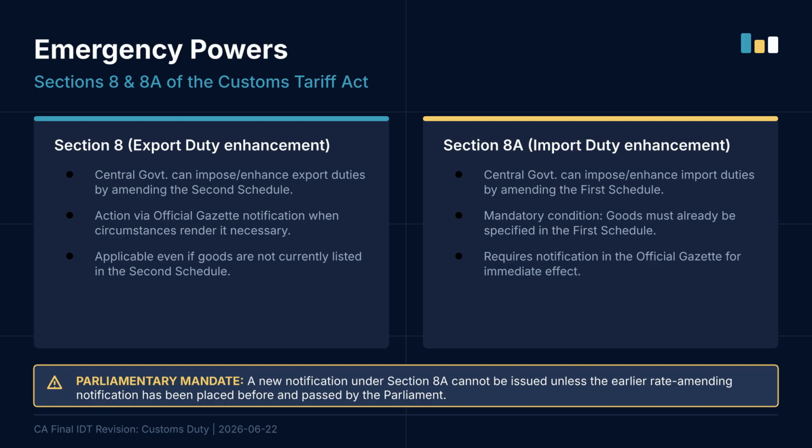The government possesses emergency powers to quickly modify customs duties when circumstances demand immediate action. Under Section 8, export duties may be imposed or increased by amending the second schedule. Under Section 8A, import duties may be enhanced through amendments to the first schedule. These powers help the government respond rapidly to economic disruptions, shortages, or market imbalances. However, parliamentary oversight exists, ensuring that such powers are exercised responsibly and within statutory limits.